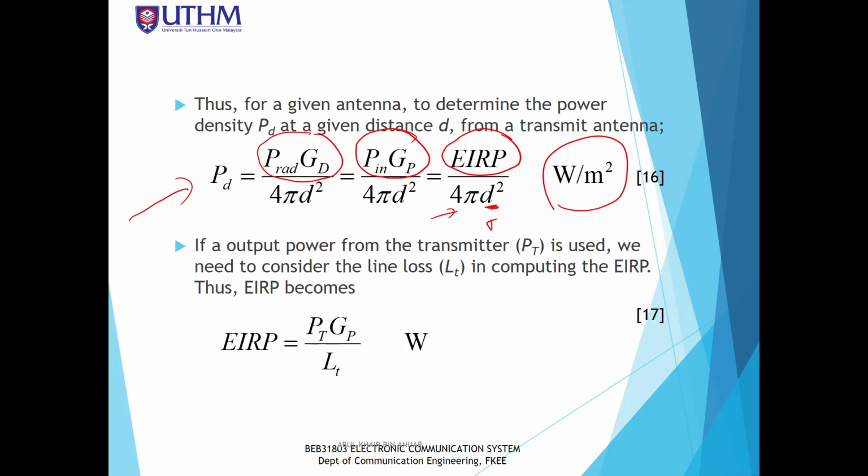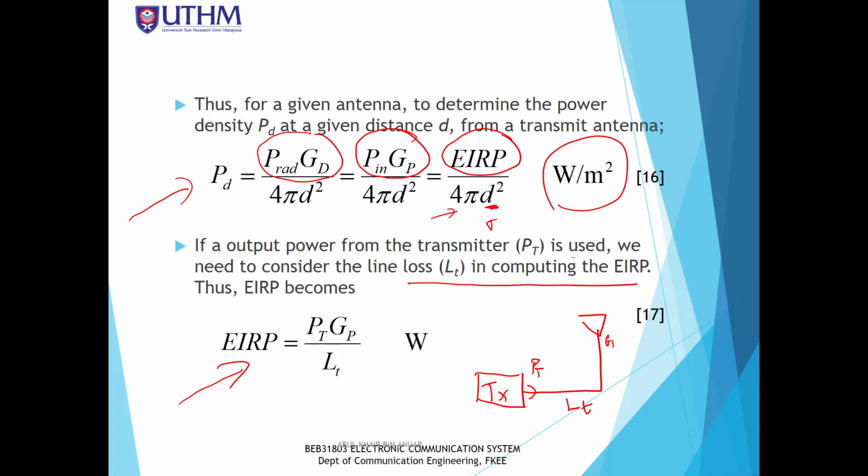If the output power from the transmitter is used, we need to include the conductor line losses in the EIRP. We're going to see about this later. So kalau ada losses, let's say this is a transmitter, for example. This is the antenna. If we have losses here, the power here is PT, and here is the GP.